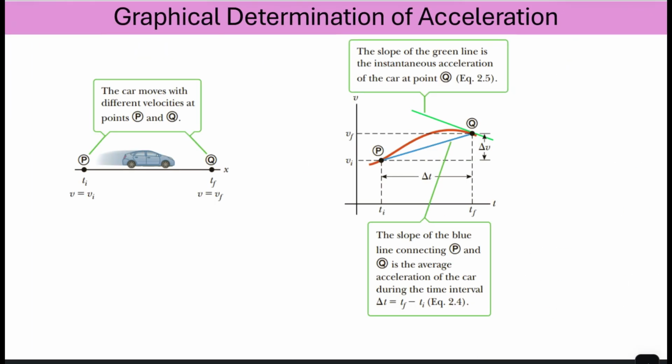Okay, let's move to graphical determination of acceleration. Let's say we have a car moving from point P to point Q with V initial until V final at point Q. If we represent the motion of the car in a graph of V versus T, we know that the gradient of the graph of V versus T is the acceleration, because acceleration is defined as delta V over delta T. So this is the real motion of the car.